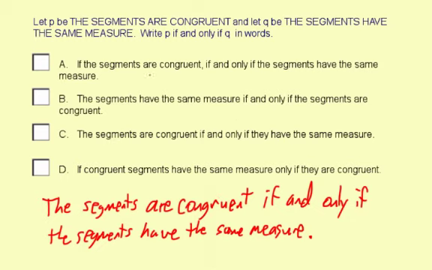Let's see if any of these match. Now this one doesn't because there's an if in the beginning, so right away that one's out. The segments have the same measure if and only if the segments are congruent? Nope. The segments are congruent if and only if they have the same measure. That is the correct one.